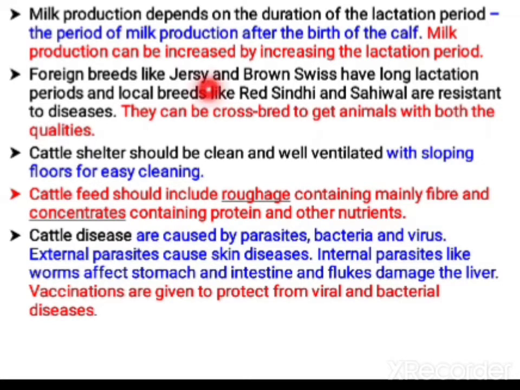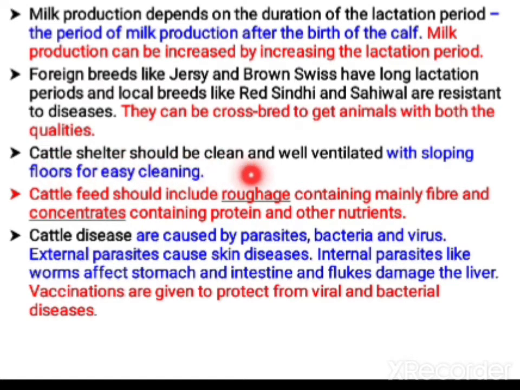So foreign breeds like Jersey, Brown Swiss and all, they have long lactation period, and local breeds like Red Sindhi, Sahiwal, they are resistant to diseases. So when we are crossbreeding these two, the animal with long lactation period along with disease resistance, we can combine both good qualities and we can get the better variety. Means the crossbreed will be showing more lactation period and also be resistant to diseases. Like that, better qualities can be produced by means of the breeding method.